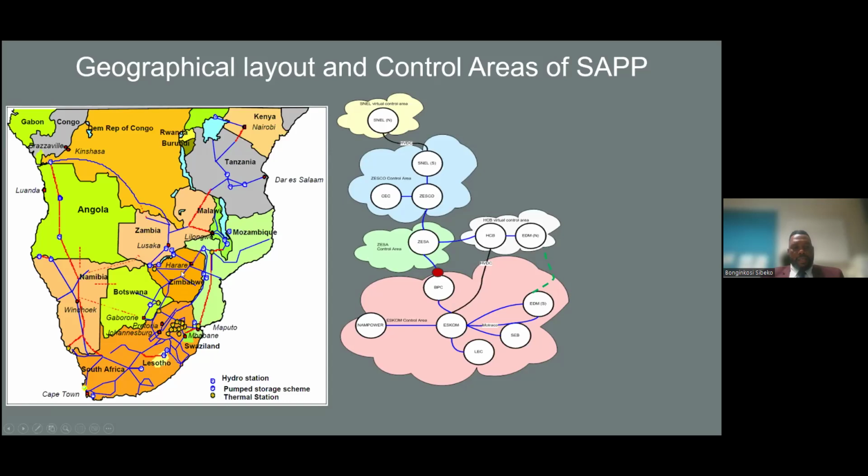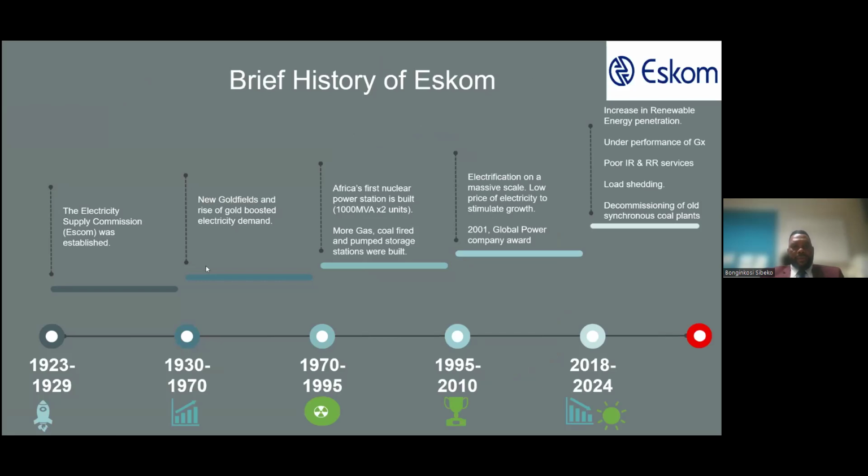Then we are all connected. Some lines or some interconnections are very weak, but when we are connected, Eskom controls the frequency. We have other countries that will soon join the SAPP, we're talking Tanzania and Kenya. So you can see how the sparsity of the network will be in the future. So, the brief history of Eskom and how we managed the low levels of inertia.